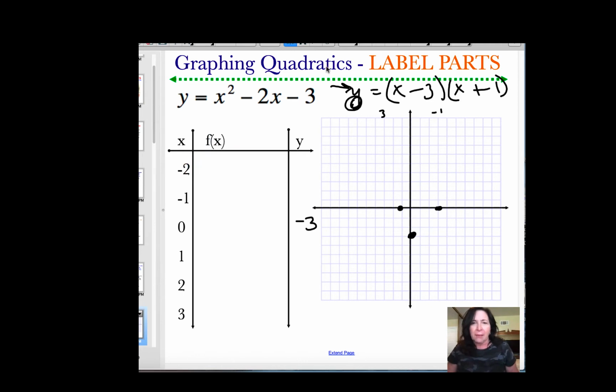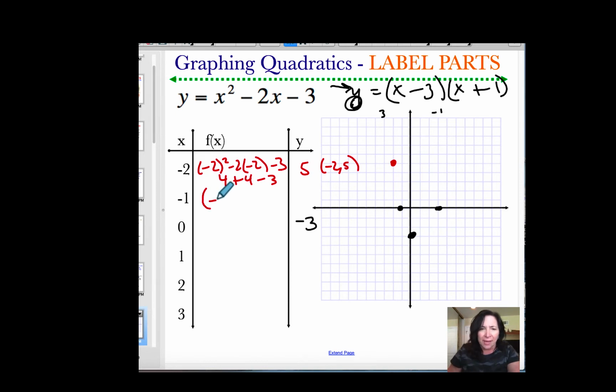So let's do that now. If I want to plot points for negative 2, I'm going to get negative 2 quantity squared minus 2 times negative 2, and then subtract 3. So what is that? 4 plus 4, that's 8. 8 minus 3 is 5. So I have a point at negative 2, 5. So right around here. At negative 1, if I plug in negative 1, I'm going to get negative 1 squared minus 2 times negative 1, and then subtract 3. I'm going to get 1 plus 2, 3. 3 minus 3 is 0. And at negative 1, I'm at 0. We already knew that. We already know 0, negative 3.